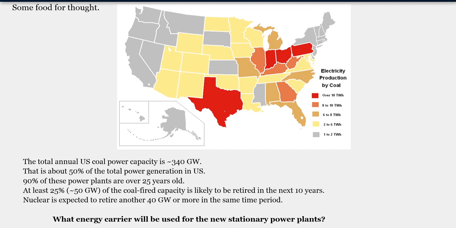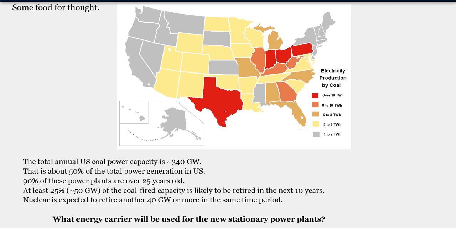90% of these power plants are over 25 years old. At least 25%, or 50 gigawatts, of the coal-fired capacity is expected to be retired within the next 10 years. They're beyond any terms of relicensing of those facilities. Nuclear energy within the United States is expected to retire another 40 gigawatts or more of power in the same time period. So that's about 90 gigawatts of power coming offline in the next 10 years.